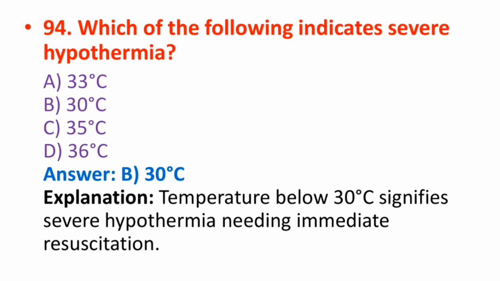Which of the following indicates severe hypothermia? Option A, 32 degrees Celsius, option B, 30 degrees Celsius, option C, 35 degrees Celsius, option D, 36 degrees Celsius. The correct answer is option B, 30 degrees Celsius. Temperature of 30 degrees Celsius or below signifies severe hypothermia needing immediate resuscitation.